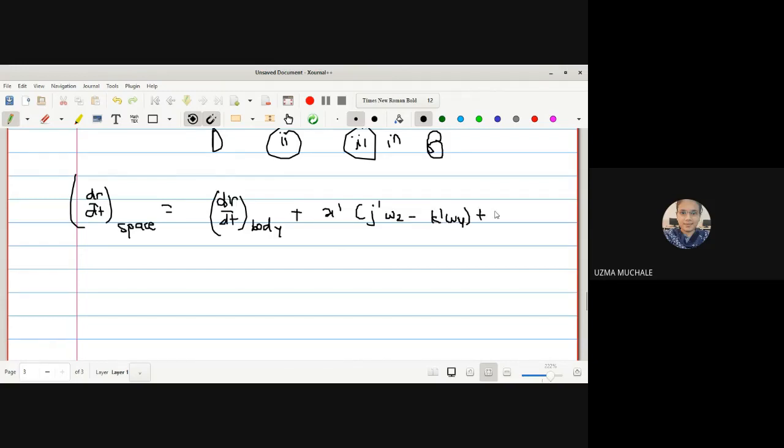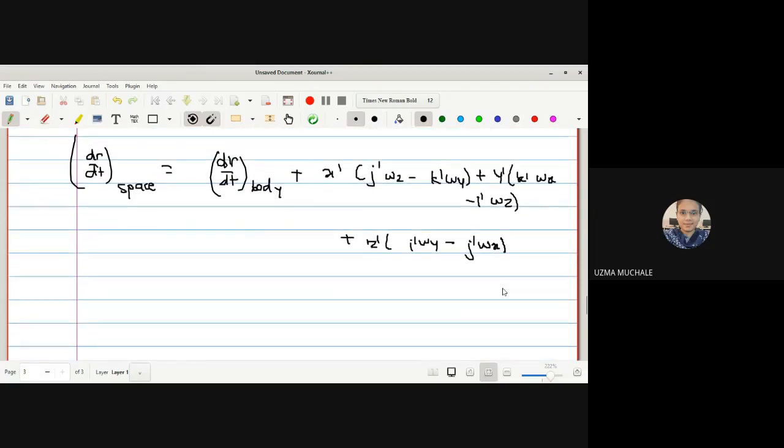plus, the next term is y'. Now we have to write down the term here. This is k' wx minus i' wz, plus the next term, the coefficient is z' into i' wy minus j' wx. So these are the terms we have obtained.